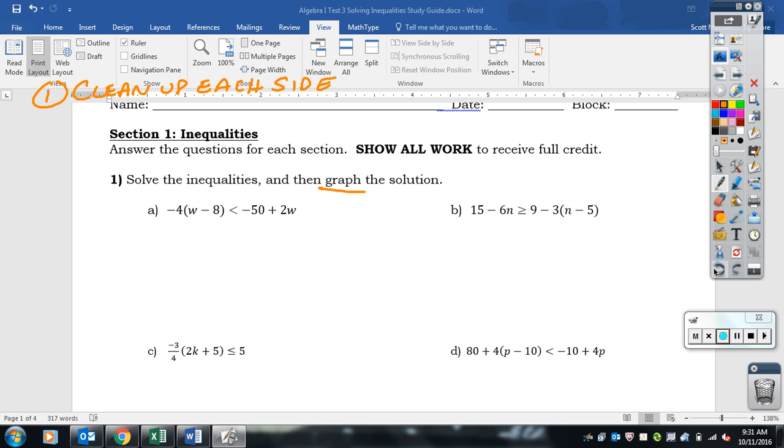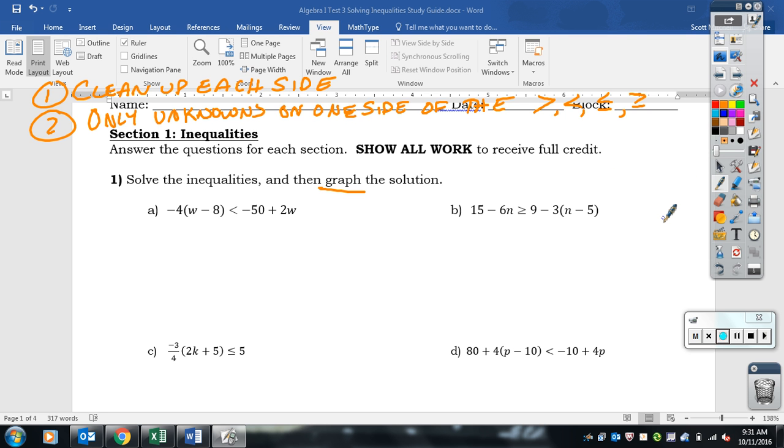After you do step one, which is clean up each side, the next step, number two, is you can only have variables, or really unknowns, on one side of the, we normally say equal sign, we can say the inequality symbol, to solve. So if we look at any one of these questions, let's start with A.